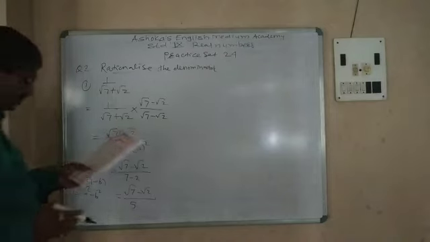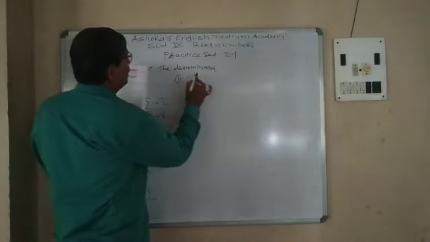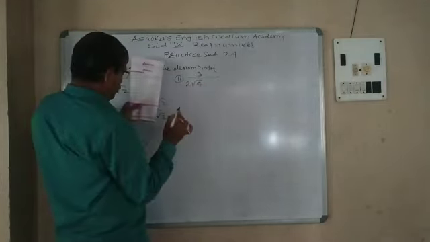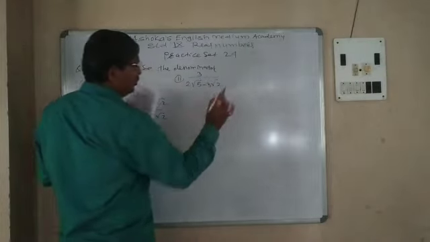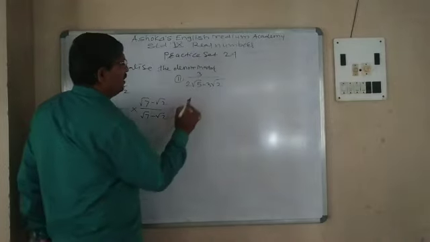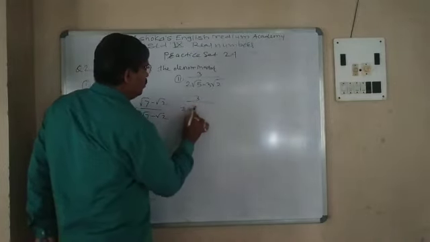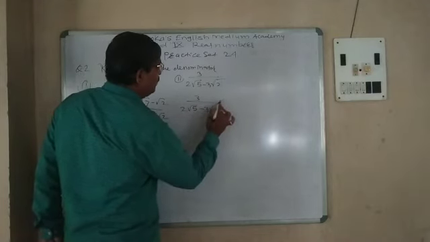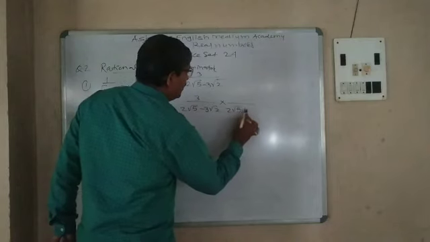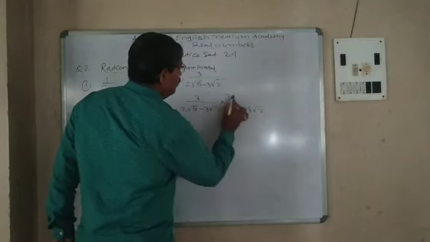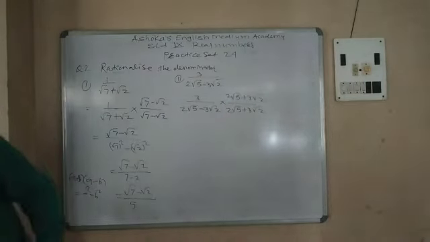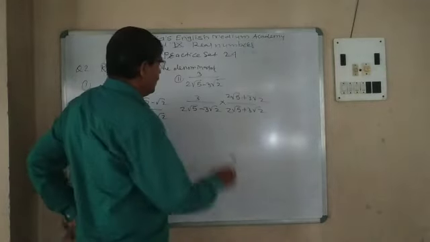Now I will take the next question, the second one. What is given to rationalize the denominator? 3 upon 2 root 5 minus 3 root 2. So what will you do in case of this? We should take the conjugate of it. 3 upon 2 root 5 minus 3 root 2 into the conjugate, which is 2 root 5 plus 3 root 2. It is exactly the opposite sign that is taken here. Now multiply.